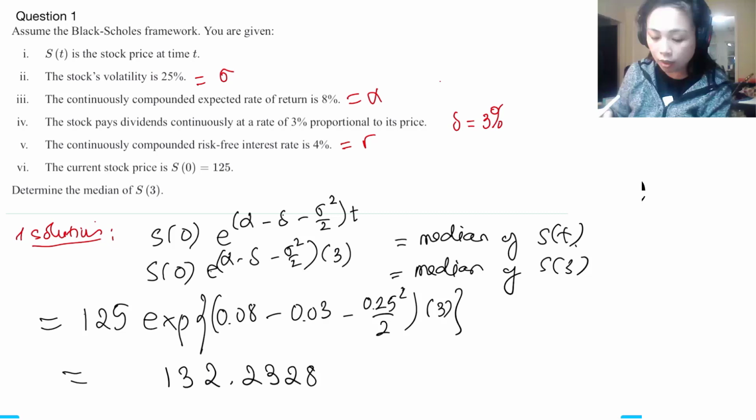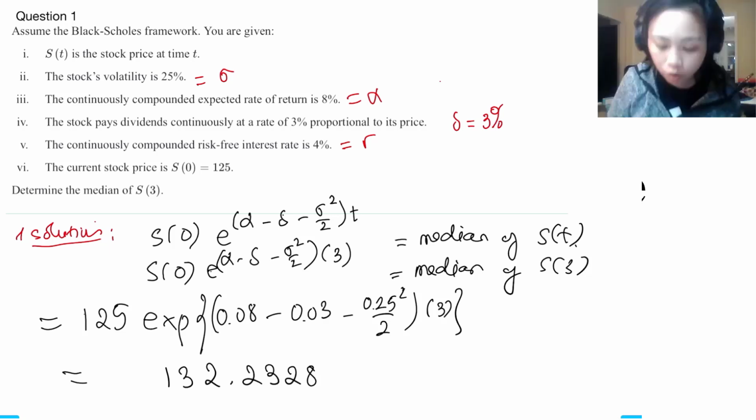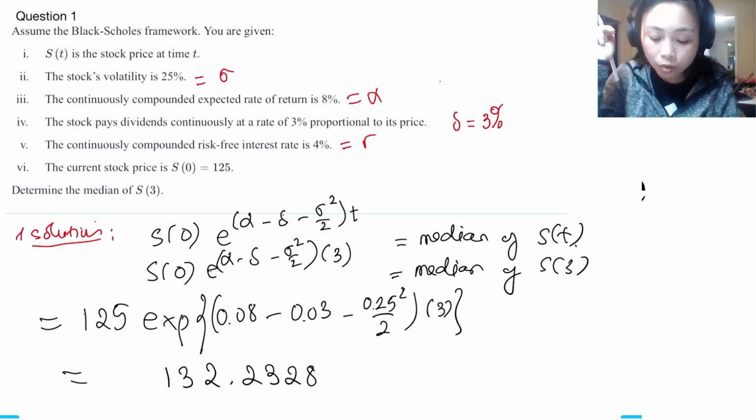Let me calculate one more time to make sure. First of all, 0.08 minus 0.03 minus 0.2. That works with the formula of the median. But what if in the exam you forget the formula of the median? I'll show you the second solution. But let me write the answer here so that we don't forget it. The answer here is 132.2328. That's the answer.